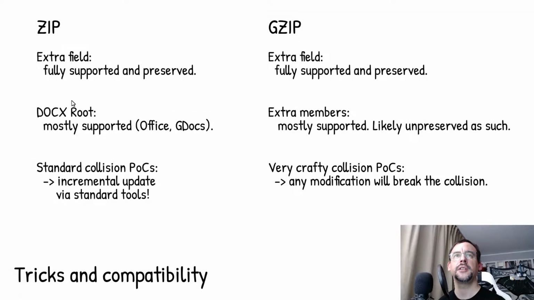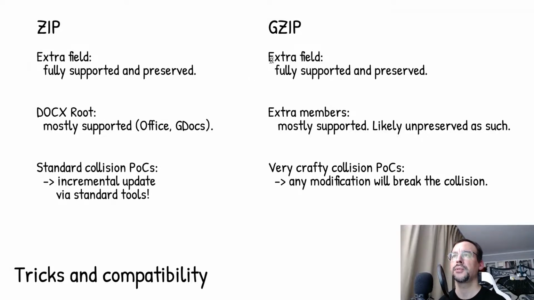The compatibility in the case of zip is very good because the extra field is fully supported and preserved, and the GZip root, no problem, mostly supported. I'm not sure why "mostly". And standard collision POCs are very malleable, controllable. You can do operations on it. It's still a valid zip. It's very funny that it stays colliding even though you manipulate it with standard tools.